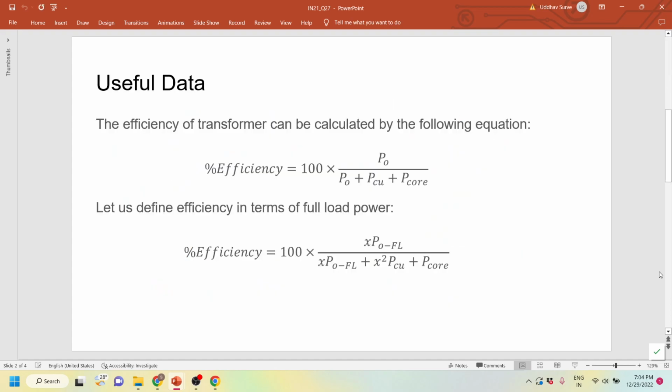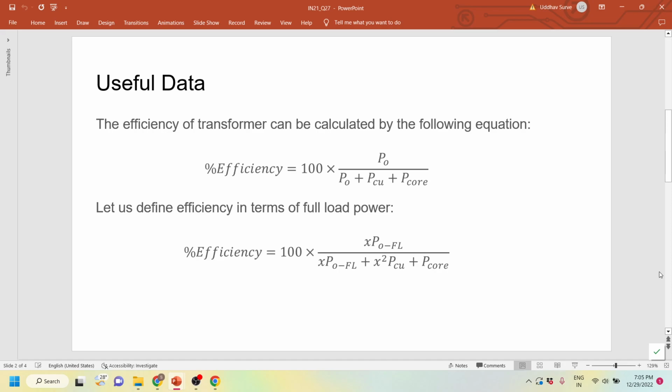So let us see what is the useful data to solve this question. The efficiency of the transformer can be calculated from the following equation, where percentage efficiency is 100 into output power P naught upon output power plus copper loss and core loss. So let us define the efficiency in terms of full load power. Percentage efficiency is equal to 100 into x, where x is the fraction of the full load power, so x into full load power upon x into full load power plus x square into copper losses plus P core.